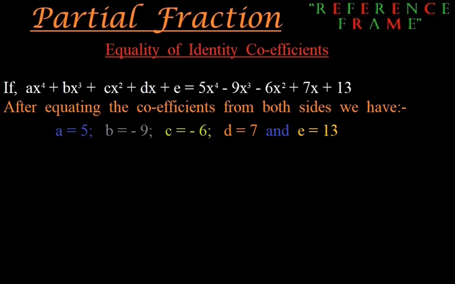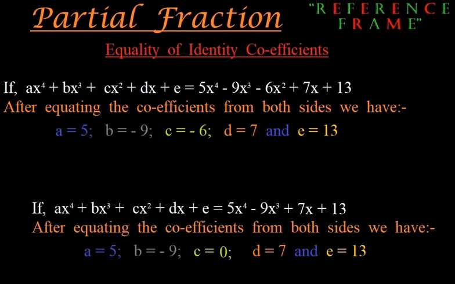If we equalize the coefficients, on the left hand side the coefficient of x^4 is a, and on the right hand side 5, therefore a is equal to 5. Same case for x^3, on the left hand side b, and on the right hand side minus 9. That is why b will be equal to minus 9. Similarly, c is equal to minus 6, d is equal to 7, and e is equal to 13.